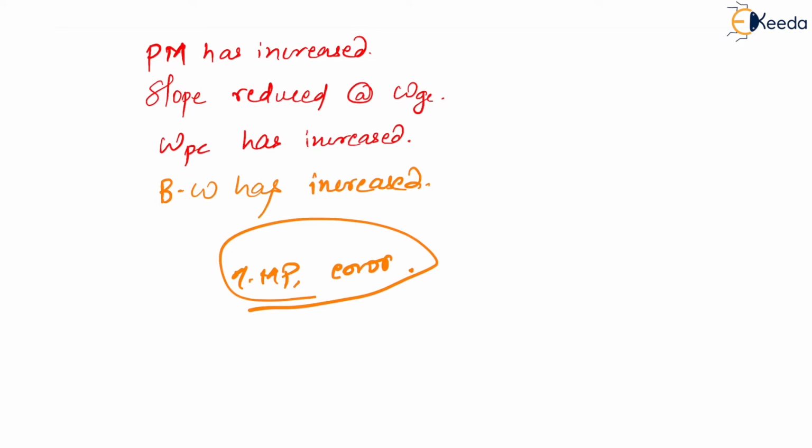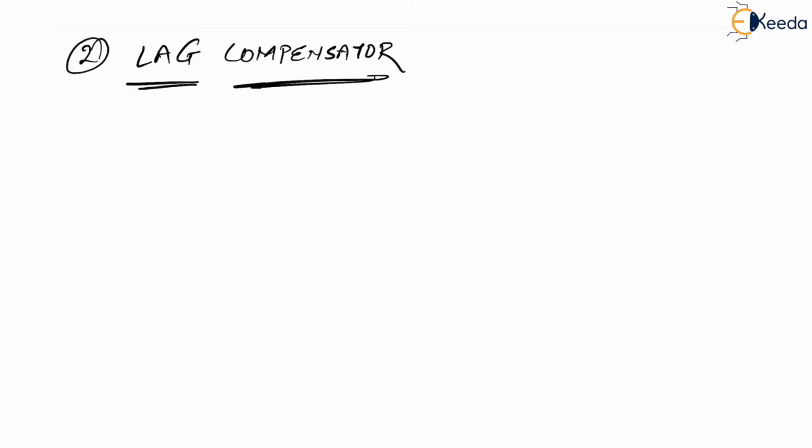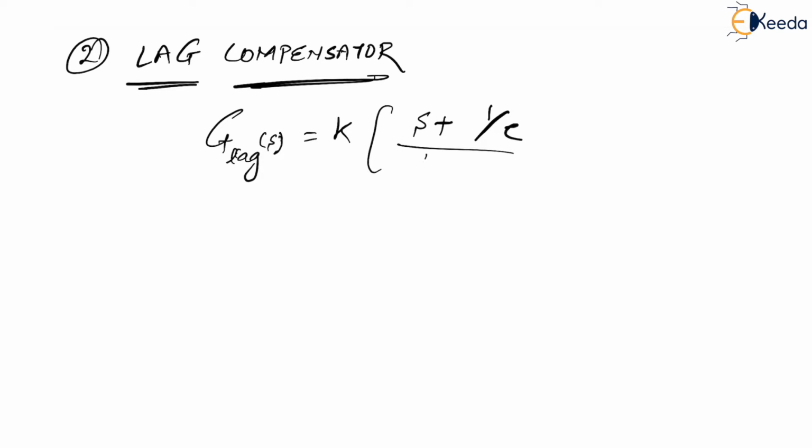Now the second type of compensator, let us see that. The second type of compensator is called the lag compensator. I have discussed already that the transfer function for the lag and lead are going to be the same. So the lag compensator also will have the same transfer function: k times (s plus 1 by tau) upon (s plus 1 by alpha tau).